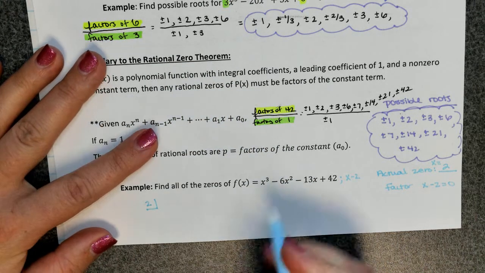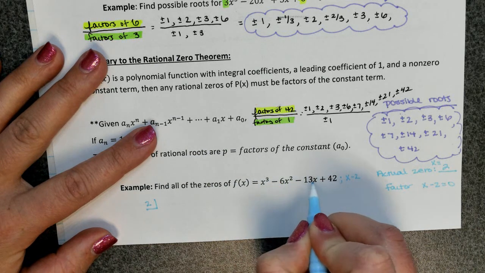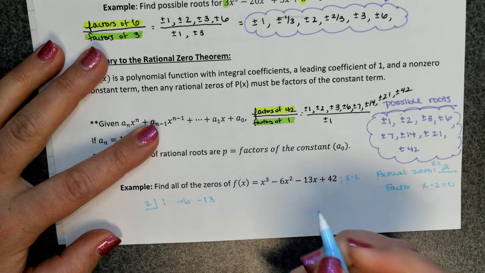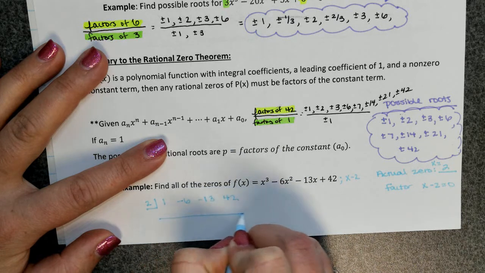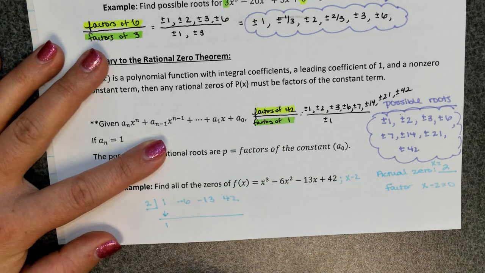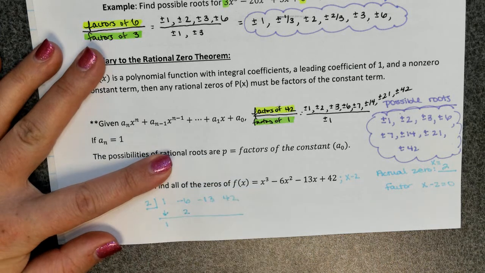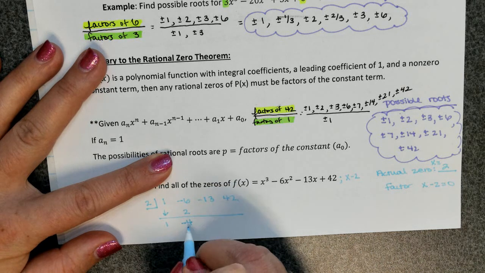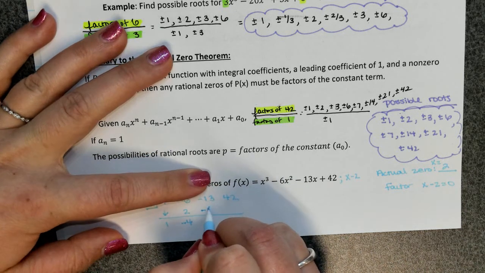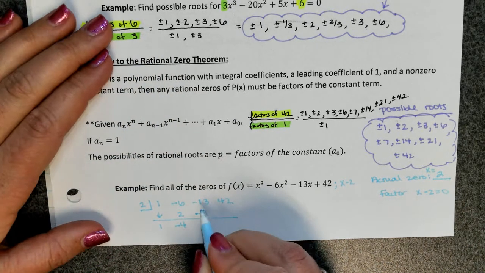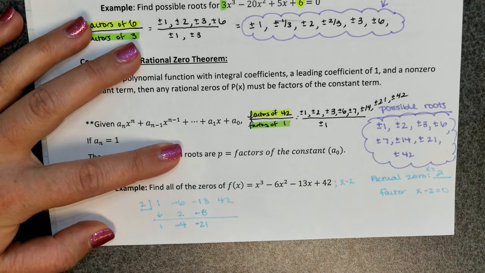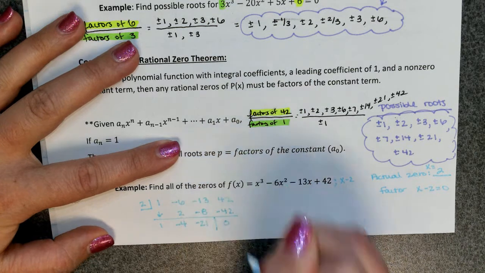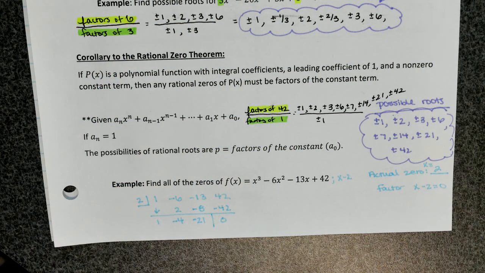So we're going to put a 2 in the box. Make sure your degrees all line up, 3, 2, 1, 0. So this is a 1, -6, -13, sorry, and 42. Bring down the 1. Multiply by the box. 1 times 2 is 2. Add up -6 and 2. You get -4. -4 times 2 is -8. Add up -13 and -8, you'll get -21. -21 times 2 is -42. And when you add up -42 and +42, you get 0.